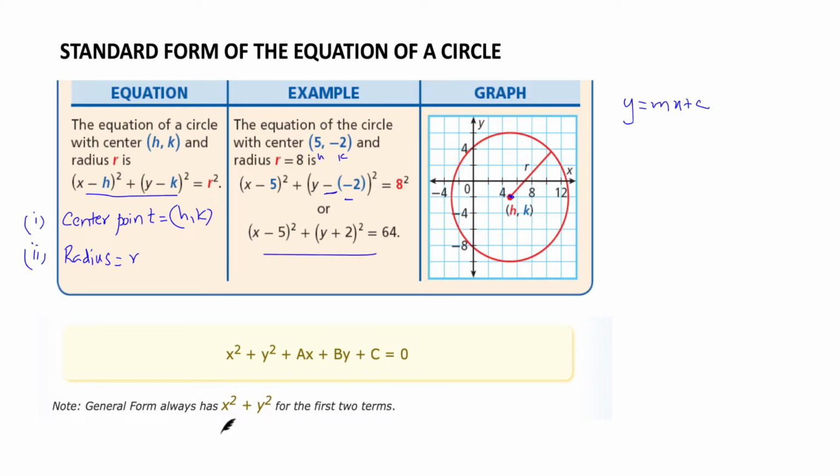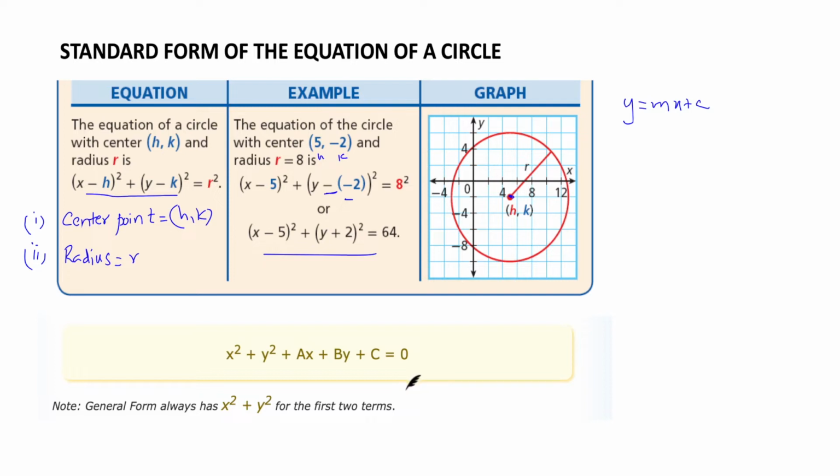Similarly, we have the general form of the equation as well. If you open it up, you will get this form, which is x squared plus y squared plus ax plus by plus c equals 0. This is the general form in which we have x squared plus y squared as the first two terms. Please remember both the forms because you will get questions on both these different forms.